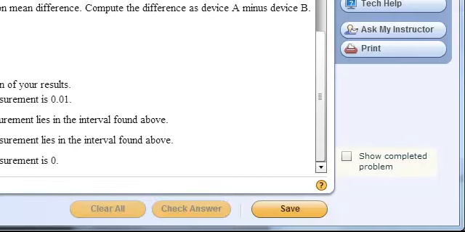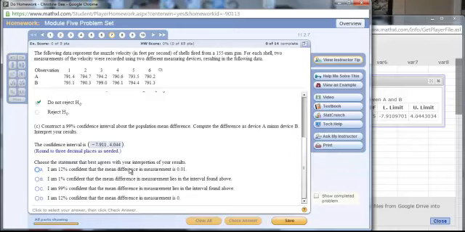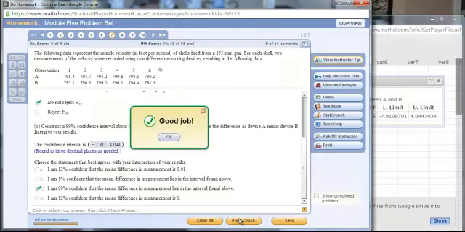Okay, so choose the statement that best agrees with the interpretation of the results. I am 1% no. I am 99% confident that the mean difference in measurement lies in the interval found above. That is what we're all about.